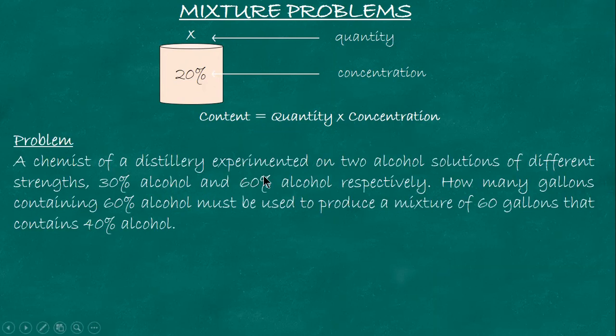A chemist of a distillery experimented on 2 alcohol solutions of different strengths, 30% alcohol and 60% alcohol respectively. How many gallons containing 60% alcohol must be used to produce a mixture of 60 gallons that contains 40% alcohol? So we have two solutions that you mix, and then a final solution.